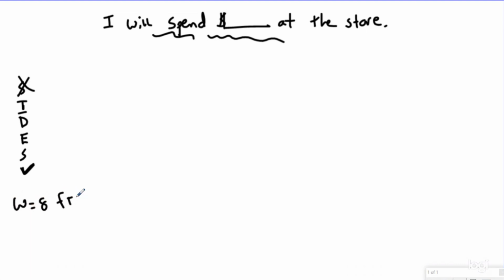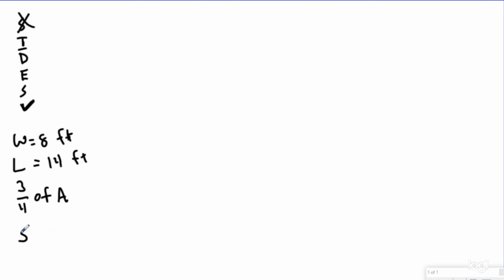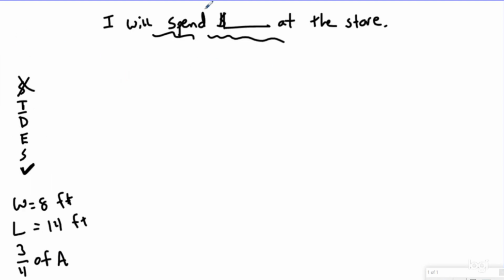So my width was about 8 feet. My length was about 14 feet, okay? And then I know that I was going to cover 3/4 of the area with the rug. And then, of course, the money was $2 per square foot, or for every square foot, it was going to cost me $2. I know I'm looking for anything about money, okay?